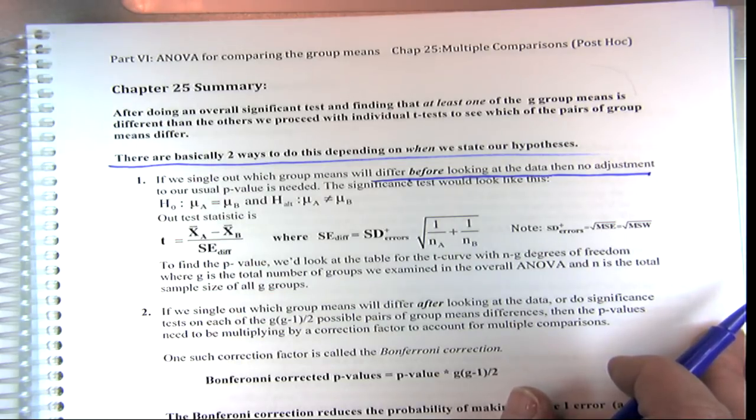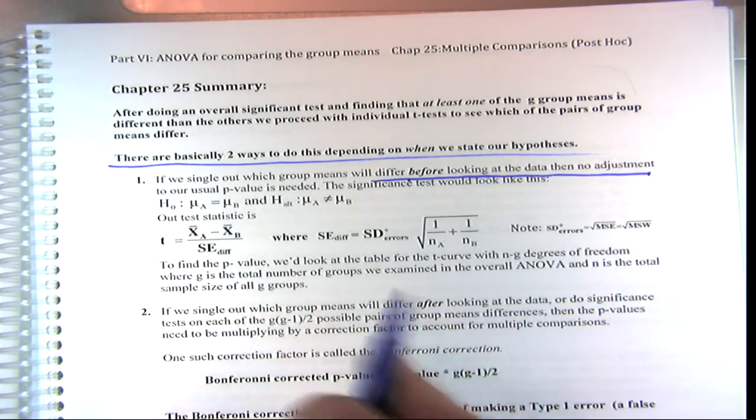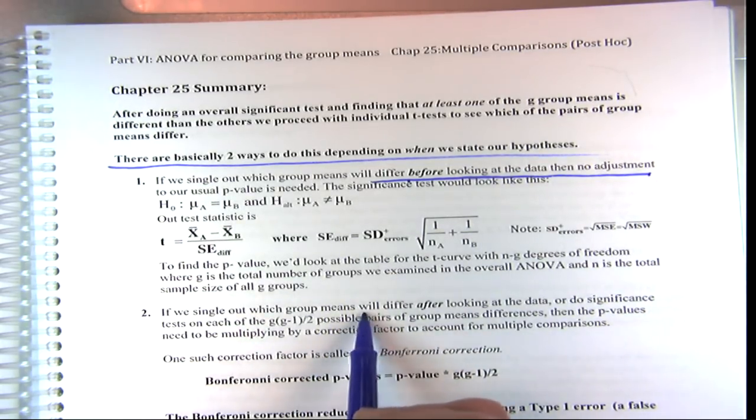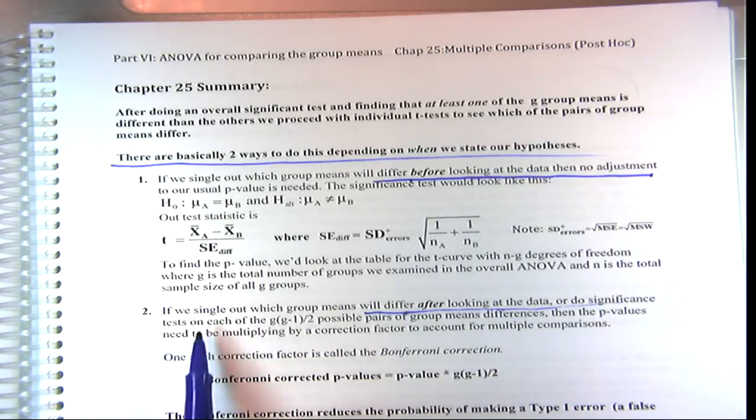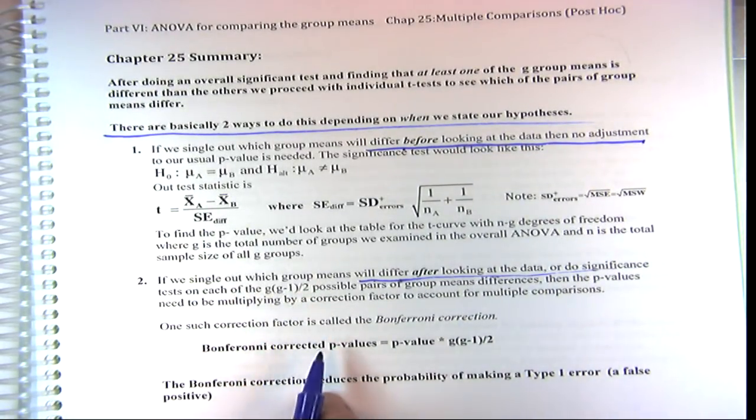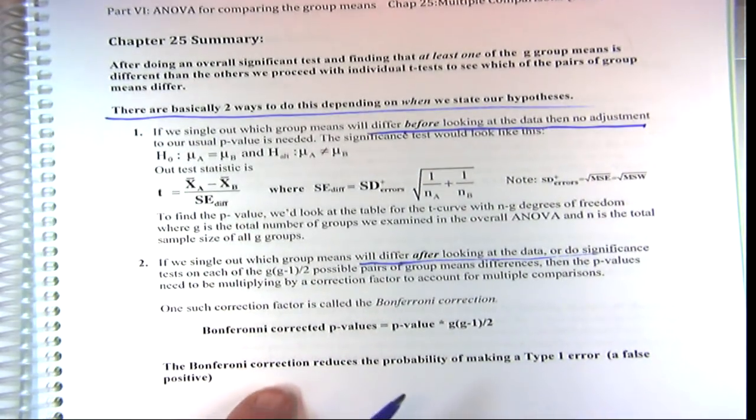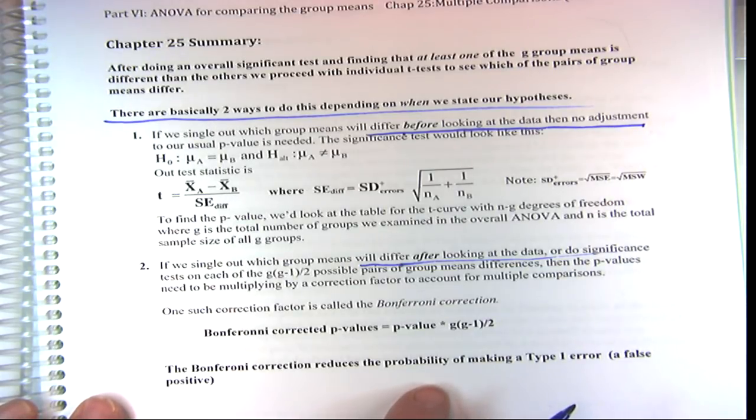The second time you do it, you have more information now. So if we wanted to retest this, we wouldn't have to multiply by 10 or by anything. Okay? But if we single out after looking at it, then we have to use this correction. And it reduces the probability of these false positives.